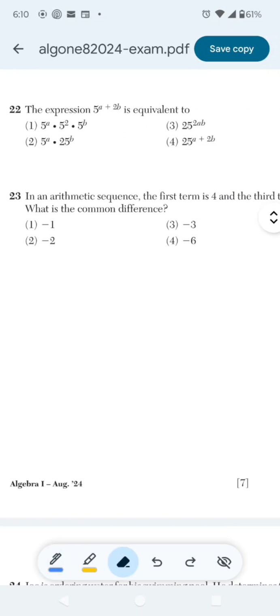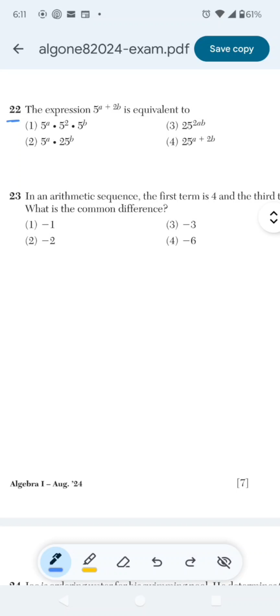All right, let's look at question number 22. It says the expression 5 to the power of a plus 2b is equivalent to what? So I'm just going to have to use my exponent rules. You're looking at something that has exponents. You say, what do I do to figure out if these are equal? I'm going to go ahead and apply my exponent rules, okay? I need to make one of these look like this right here. So let's just go step by step and do each one of them.